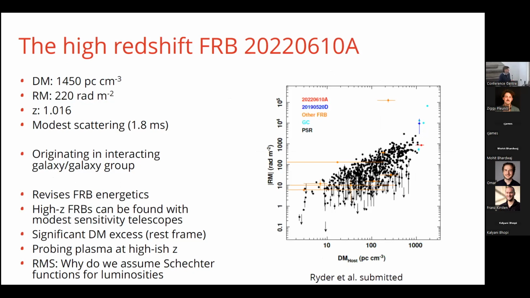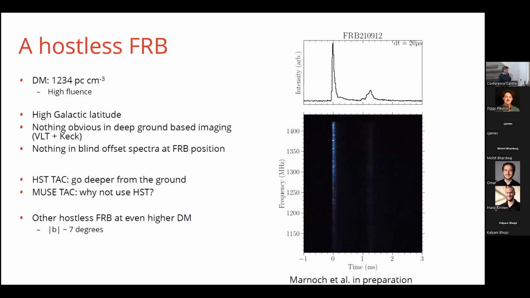So I'll skip over this. This is a previous FRB that we found that has a similarly high dispersion measure, but no host. And we've struggled with trying to figure out what's going on here. We say we need to go to space because we need the sensitivity, and they say go deeper from the ground. Then we ask for an IFU to look at what's there, because FRBs don't necessarily have to come from right where the center of the emission is, and they say use HST.